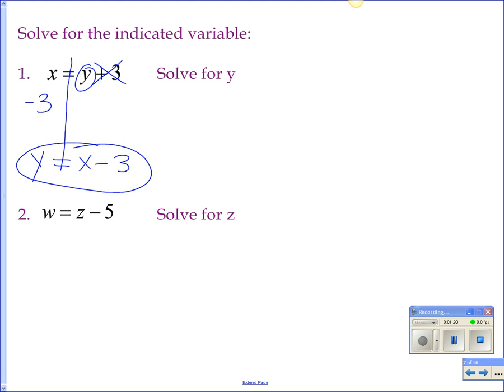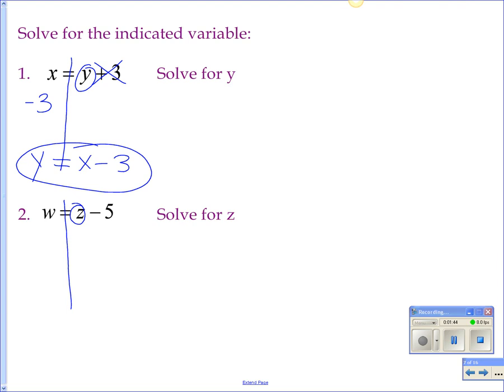Okay? Number 2, w equals z minus 5. Solve for z. Yes, Blake? Draw your line, and you're going to circle z. Why am I circling z? Because that's the one it said to solve for.